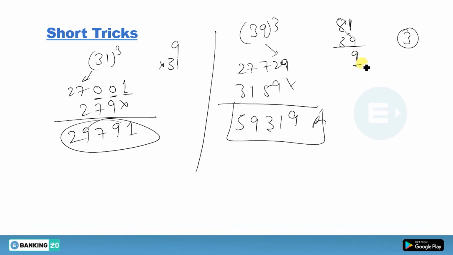So 9 at unit place and 3 will be carry. Now I multiply this 39 into 8. I don't know 39 into 8, but I know 40 into 8. So I just write this 39 as 40 minus 1 in my mind.